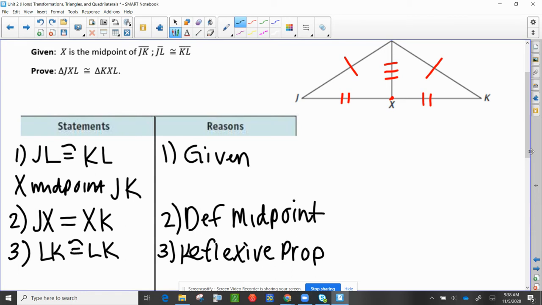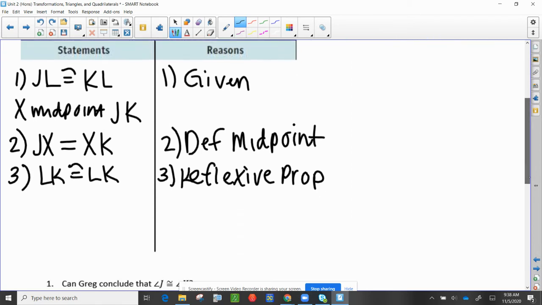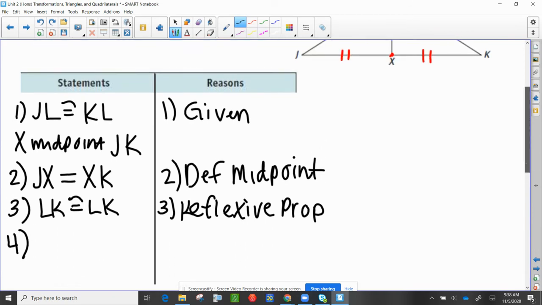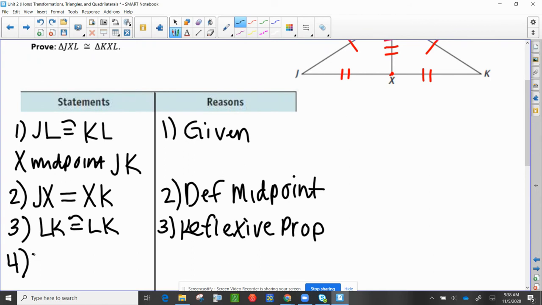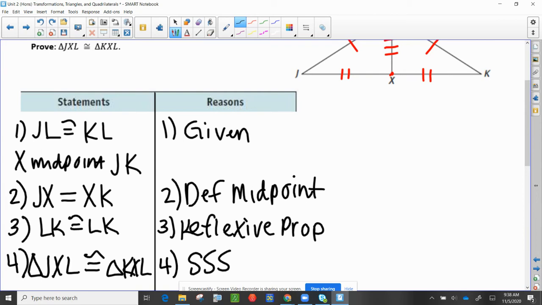Okay. So now I've proved three things congruent. I proved that from the given, we had one side. I proved two sides were congruent because of a midpoint, and I have another side congruent because of reflexive property. So since I have three parts, I can now do my proof statement. Triangle JXL is congruent to triangle KXL. And since we have three sides, that's SSS. Okay, so there is our proof.